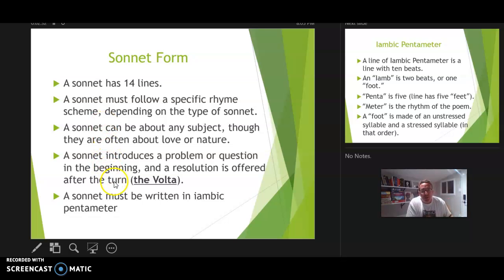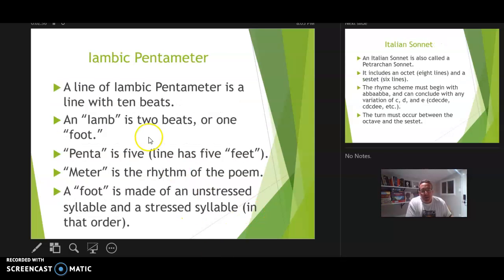And a sonnet is written in iambic pentameter. And iambic pentameter, of course, we've talked about this, is a line of poetry with 10 beats, right? An iamb is 2 beats or 1 foot, right? So penta means 5. So the line has 5 feet of 2 beats, hence 10 beats, right? Meter is the word we use to talk about rhythm of the poem, right?